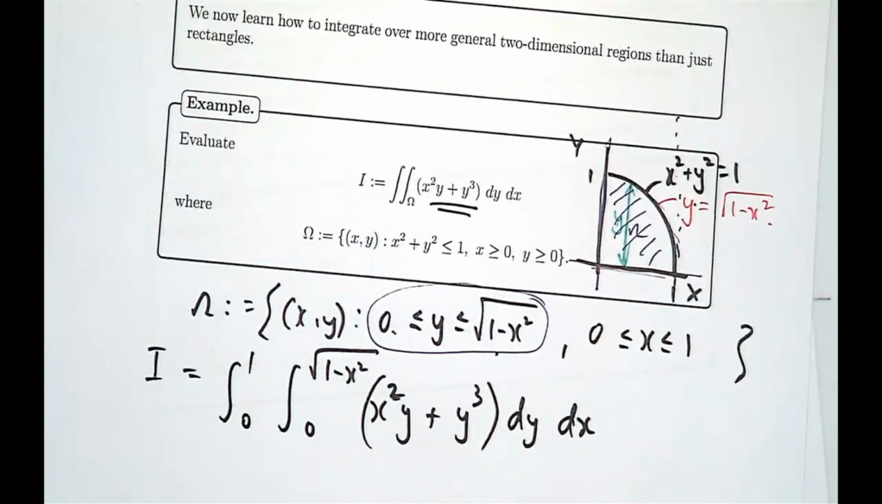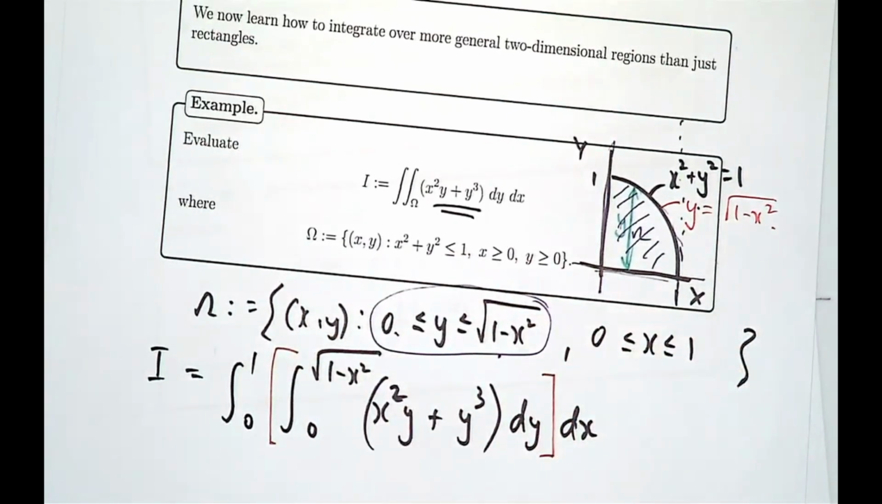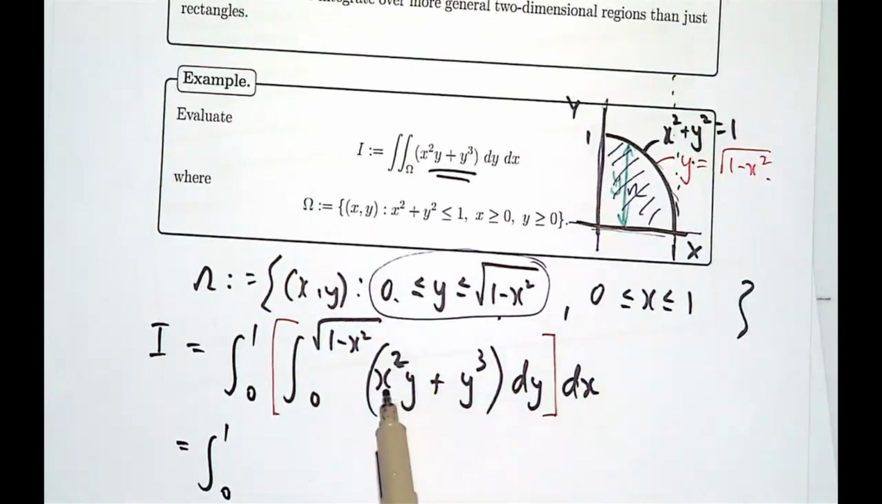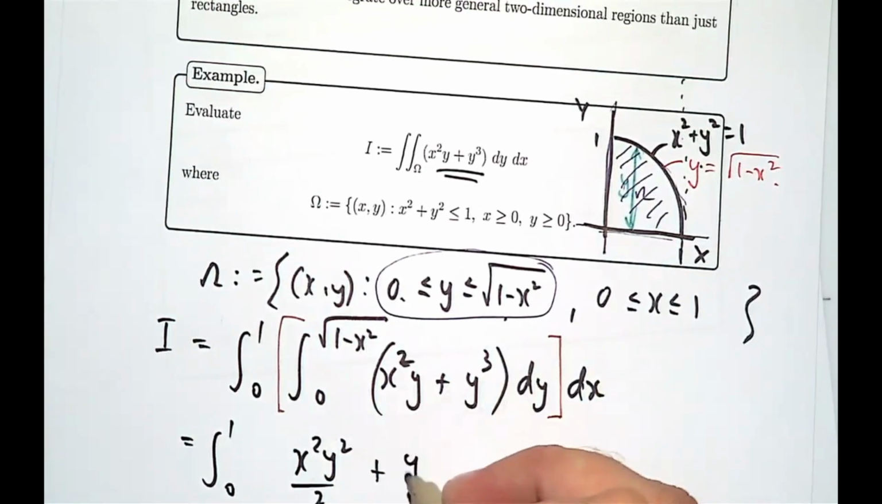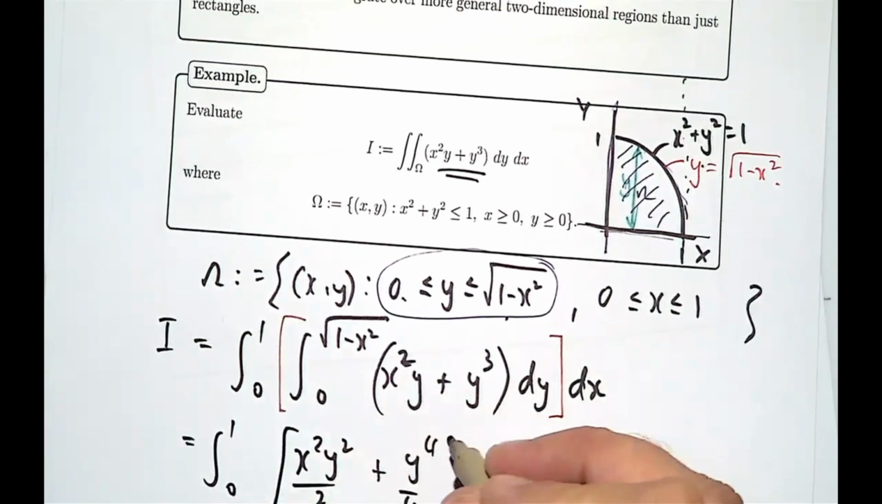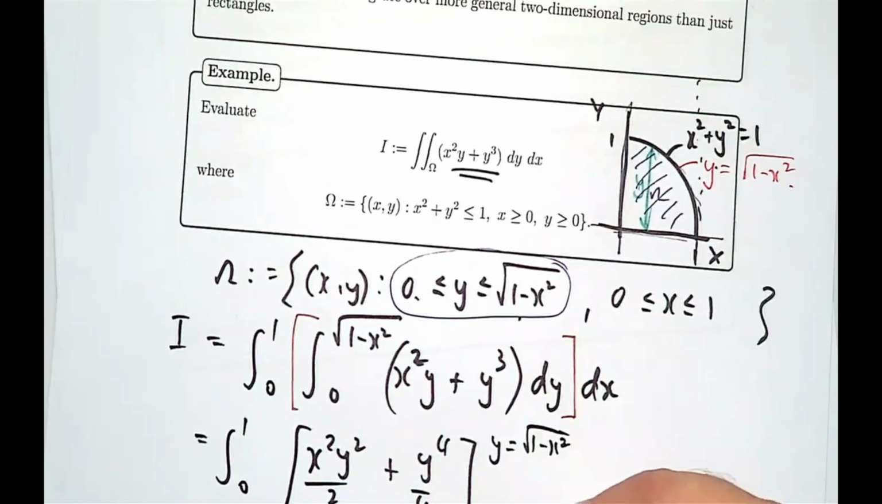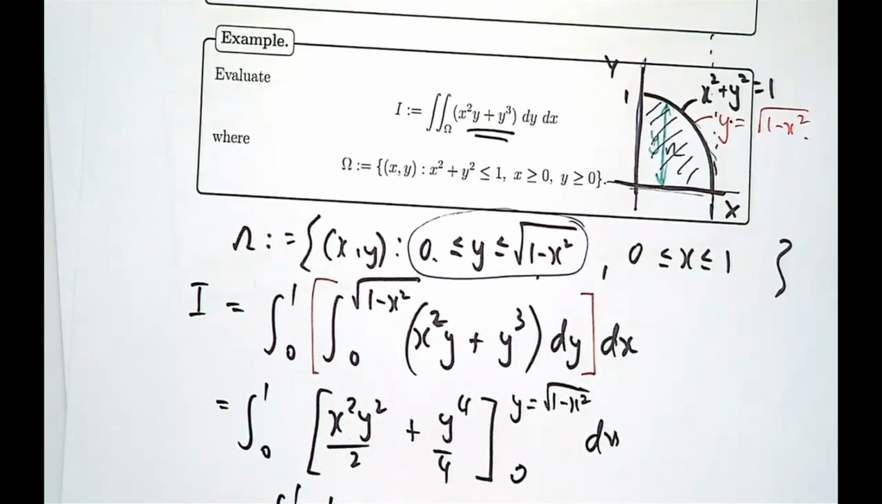So doing the actual integration now is not that difficult, right? So you do the inside integral first. You imagine x is a constant, and you integrate. Okay, so that's going to become x squared y squared over 2. That's going to become y to the 4th over 4. And your limits of integration are going to go in a second. All right, so when you put those in, you get a little bit of simplification, thank goodness.